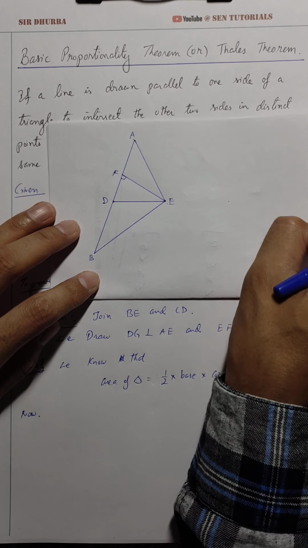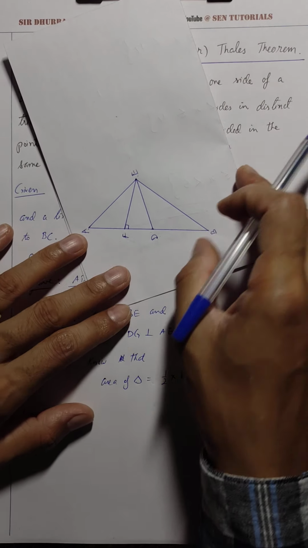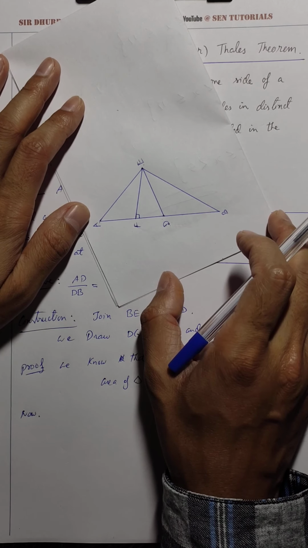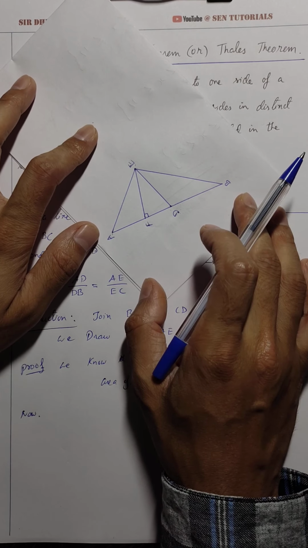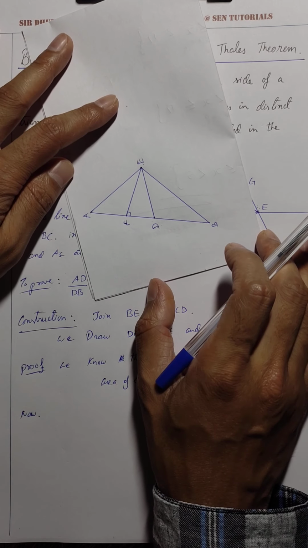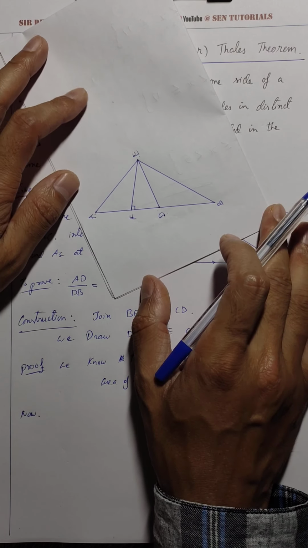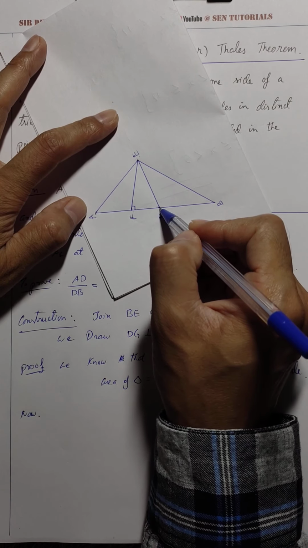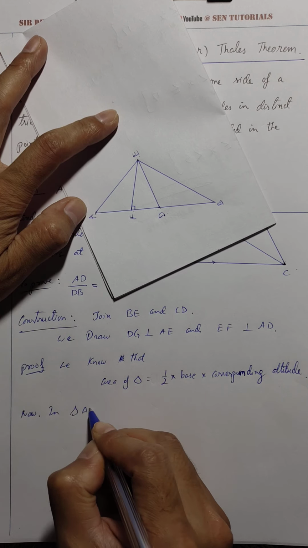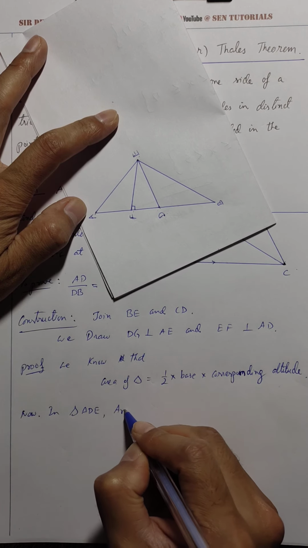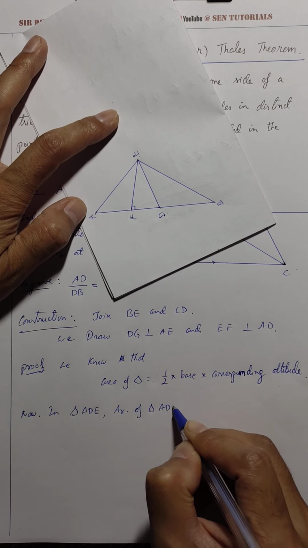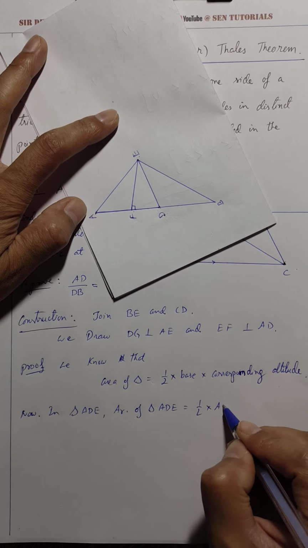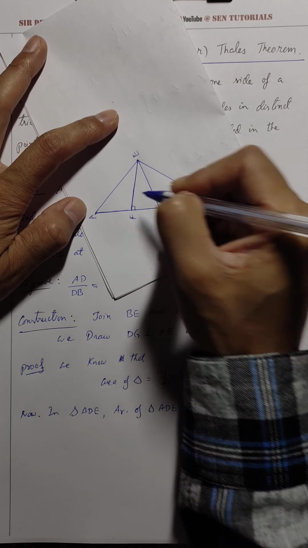If you're slightly confused, have a look at this triangle in this way. Let's say something like this. If you look at the triangle like this, you will see that EF is the altitude for triangle ADE. So in triangle ADE, area of triangle ADE can be written as half into base, this time I consider AD, into height, I'm considering it as EF.